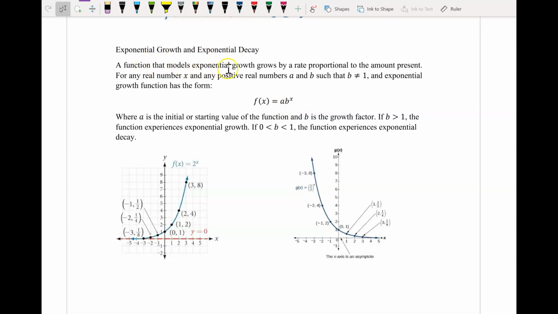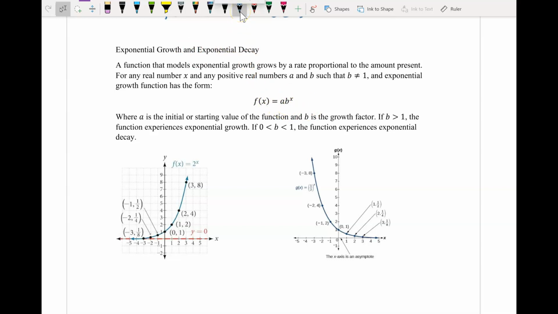So a function that models exponential growth grows by a rate proportional to the present amount. For any real number x and any positive real numbers a and b, such that b is not equal to 0, an exponential growth function has this form. Okay, so in this case, this is exponential growth or decay.